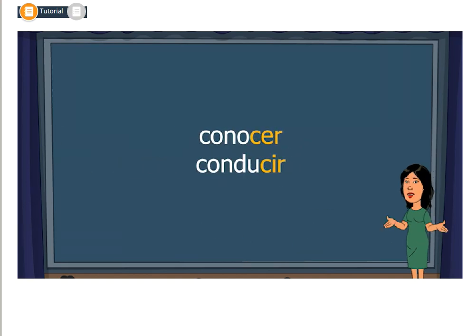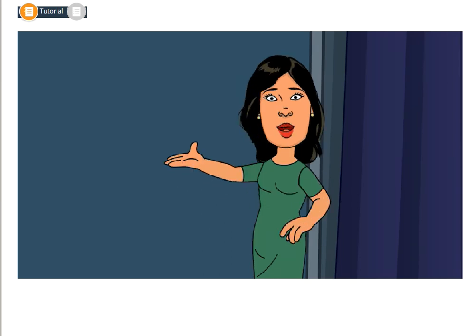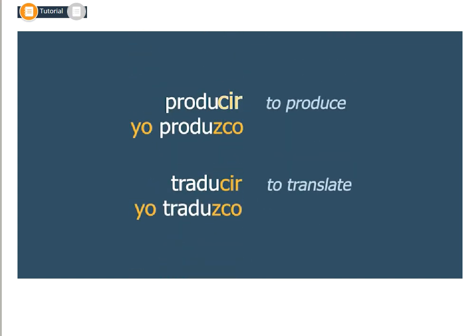For example, verbs that end in CER or CIR change to ZCO in the yo form. Here are some other CER and CIR verbs that change to ZCO in the yo form. Crecer. Yo crezco. Obedecer. Yo obedezco. Parecer. Yo parezco. Producir. Yo produzco. Traducir. Yo traduzco.